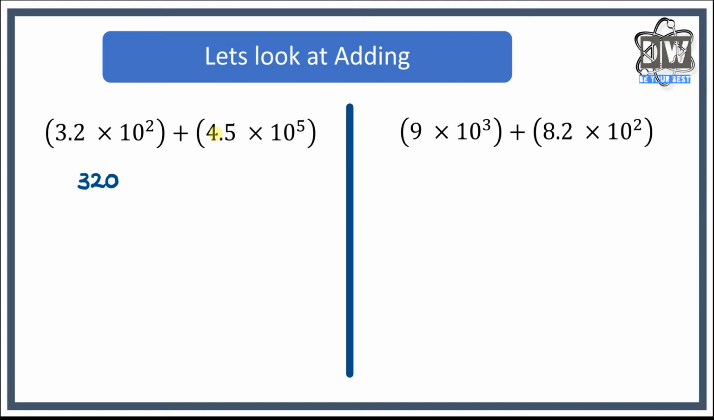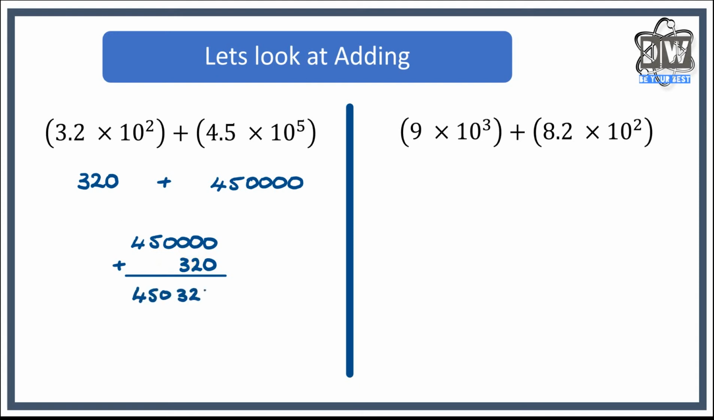This one here is going to be 4.5 times 10 to the power of 5, and that will bring us through to 450,000. All we're going to do is add those two numbers together using skills that you've already got. So we've got 450,000 adding 320, and we end up with a number here like this.